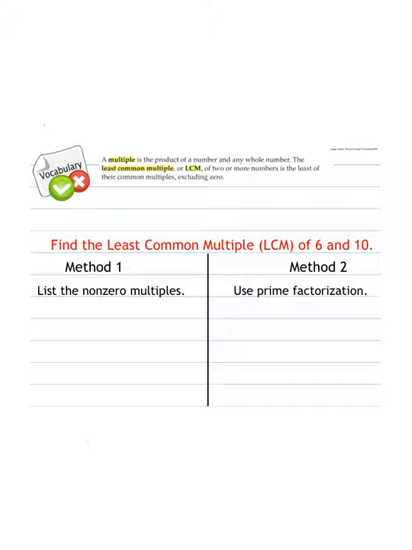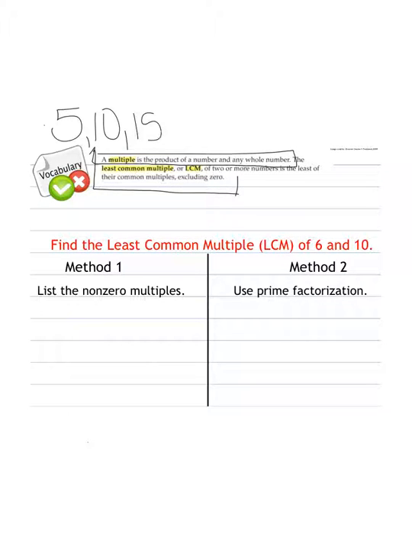So least common multiple is two or more numbers being the least of their common multiples excluding 0. And reminder that a multiple is the product of a number and any whole number. Remember, if we have 5, our multiples would be 5, 10, 15, 20, and so forth.